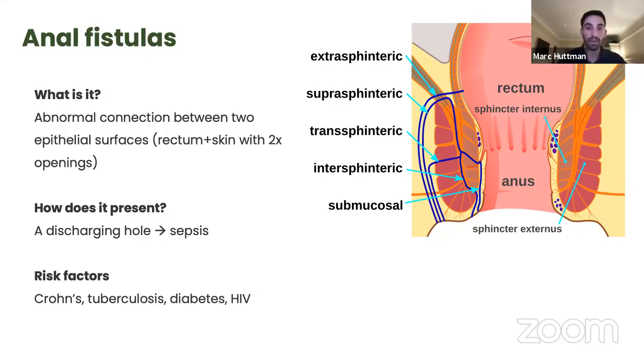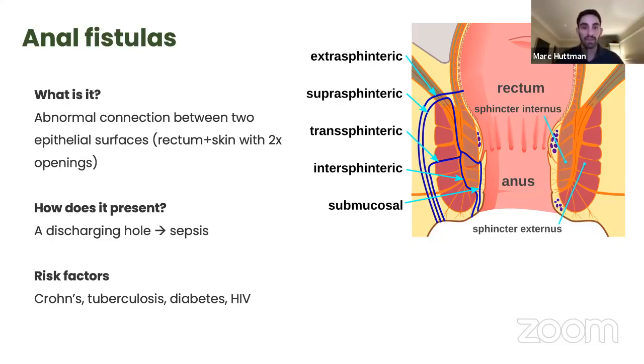And there's different types. So you can have extrasphincteric, suprasphincteric, transsphincteric, intersphincteric and submucosal. Submucosal basically doesn't go through or have anything to do with the muscles. Intersphincteric comes out of the rectum, goes through the internal sphincter, but then doesn't go through the external sphincter and instead passes between the sphincters, i.e. intersphincteric. And that's the most common type of fistula.